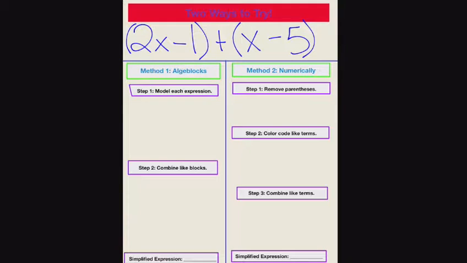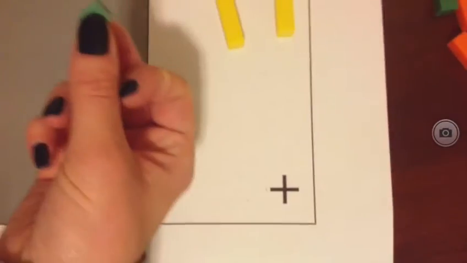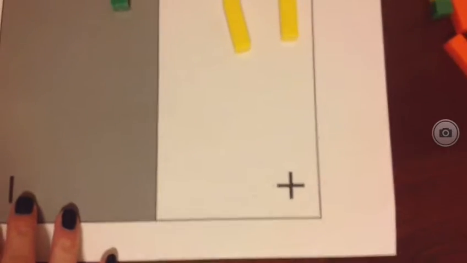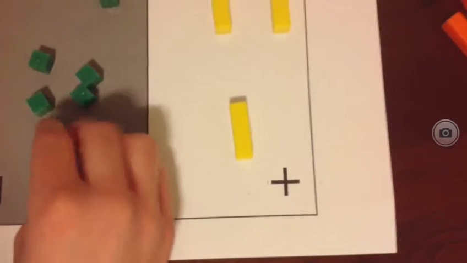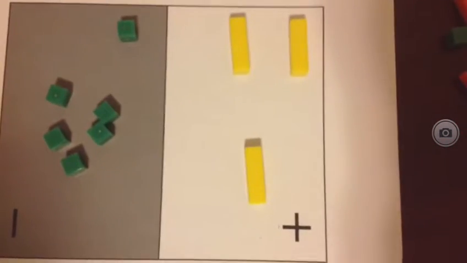So again, let's try this first with our algeblocks. Pull up my camera. Okay, so model each expression. So let's start by modeling 2x minus 1. So our 2x, remember that yellow block is going to go on the positive side. And then minus 1, so that green 1 is going to go on our negative side. Okay, then x minus 5, so we've again got a positive 1x. We're going to put that over here. And then minus 5. 1, 2, 3, 4, 5 green cubes on our negative side. All right, go ahead and take a picture.